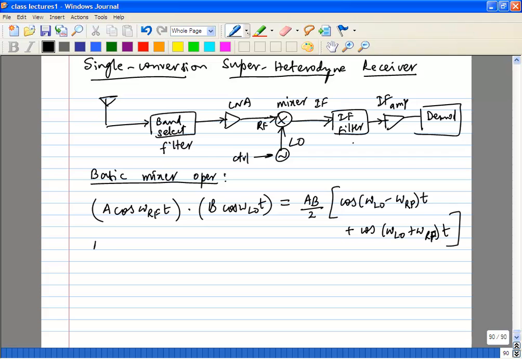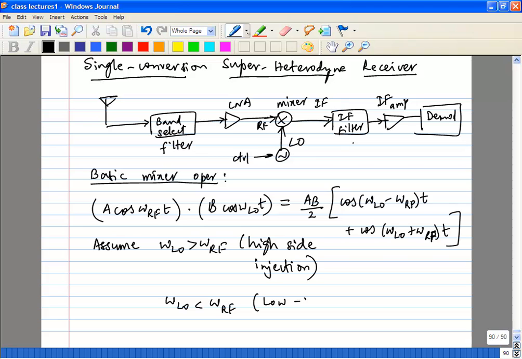So let's first of all assume omega LO is greater than omega RF. This is not necessarily true, and you can actually choose to have omega LO less than omega RF, and that will still work fine. This is called high side injection. If omega LO was less than omega RF, it would be low side injection. For now we'll go on assuming omega LO is greater than omega RF.